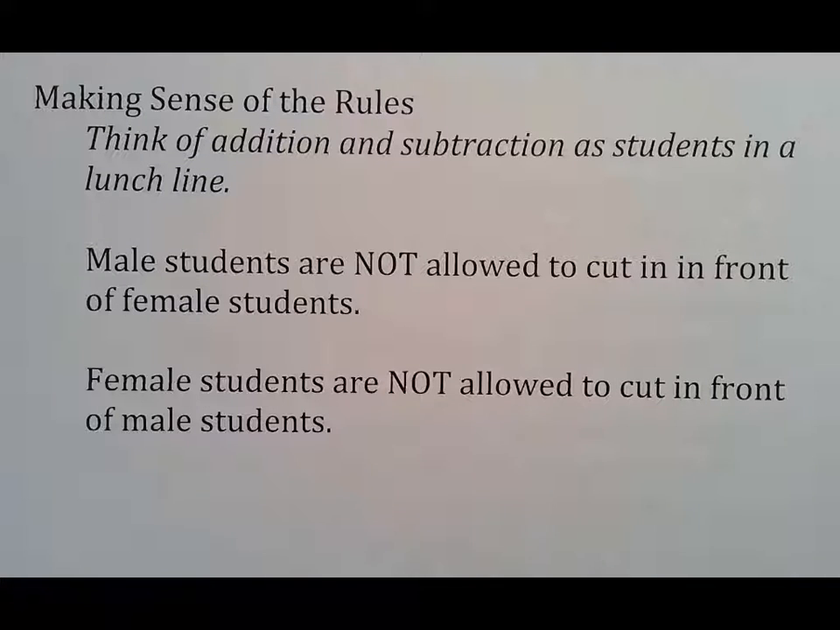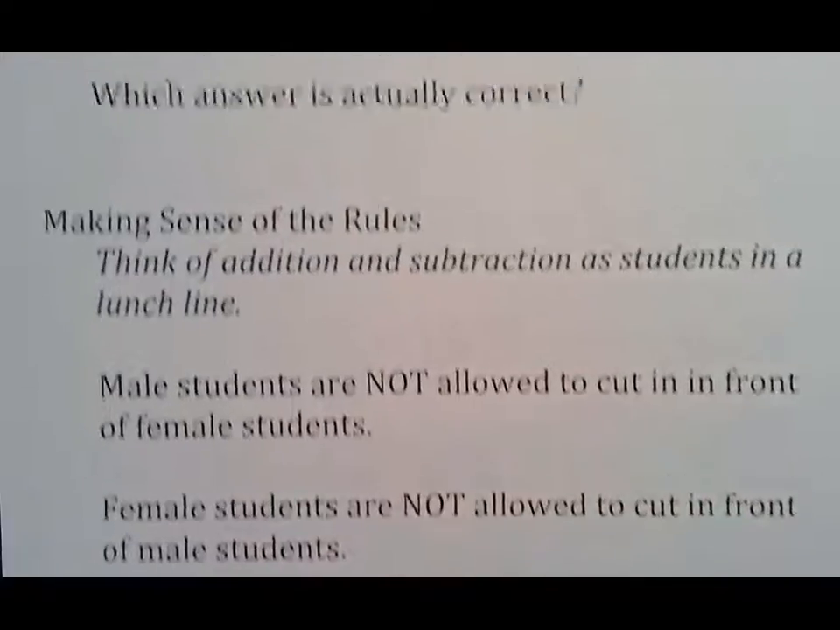Addition and subtraction are the two lowest levels. They're like students in a lunch line. Male students can't cut in front of female students. Female students can't cut in front of male students. You have experienced this, hopefully at some point in a line, that students cannot step in front of other students because you're all students, you're all even. So plus and minus are the same level, okay?